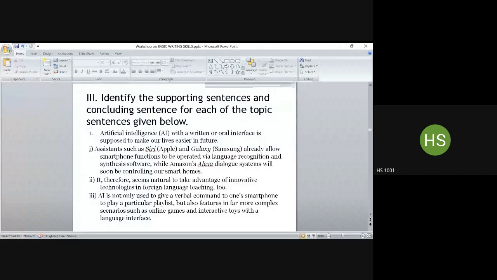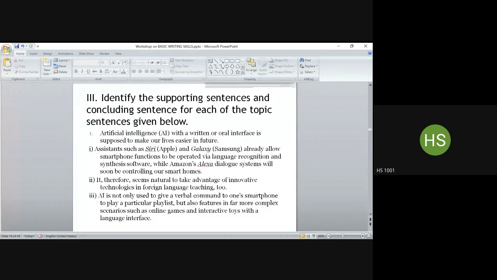Yes, so 1 and 3 are your supporting sentences, and it therefore seems natural to take advantage of innovative technologies is your concluding sentence. So even without me telling you how to identify them, you're able to make this distinction, right? So this is what we are going to look at for tomorrow's topic: what is unity and cohesion. Okay, this is a very essential concept in writing.